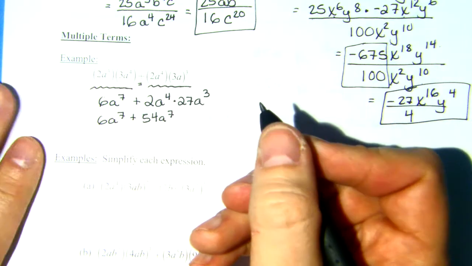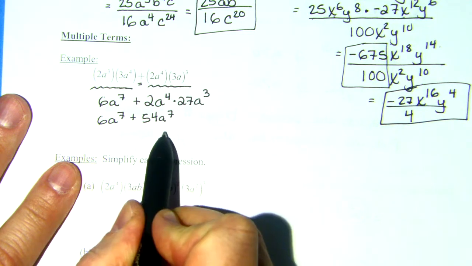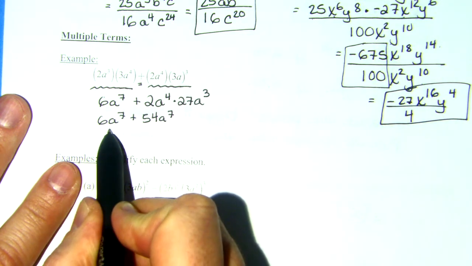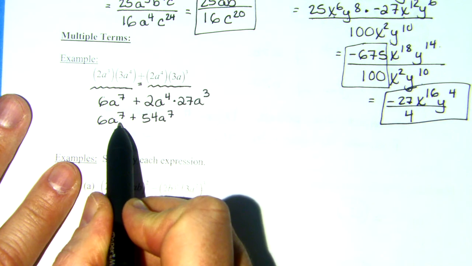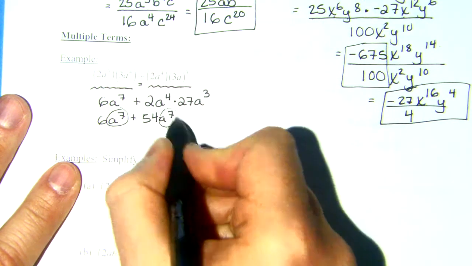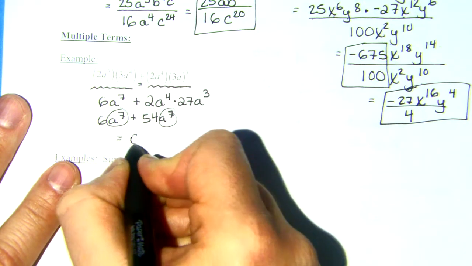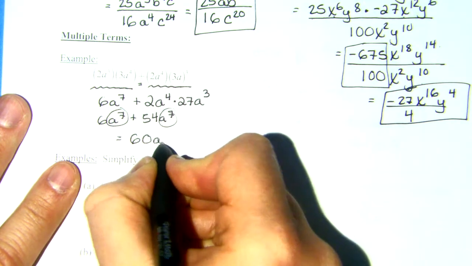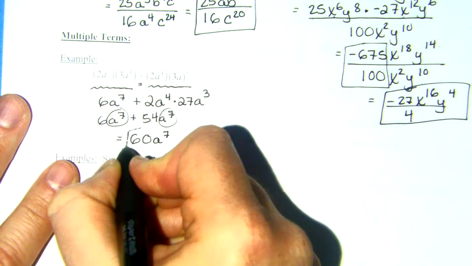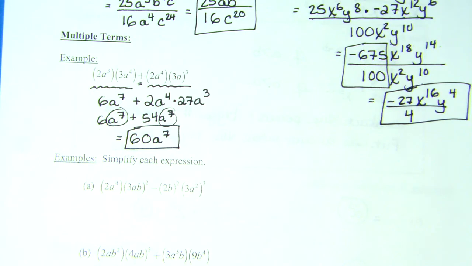And now, what we should notice is these are like terms. To be like terms, we have to have the same variable with the same exponent. And if we have like terms, we're allowed to combine them. I've got 6 of these and 54 of those, which means altogether I've got 60 of those same things. I'm not going to change my variable or the power. I'm just going to combine them and get 60 a to the seventh.